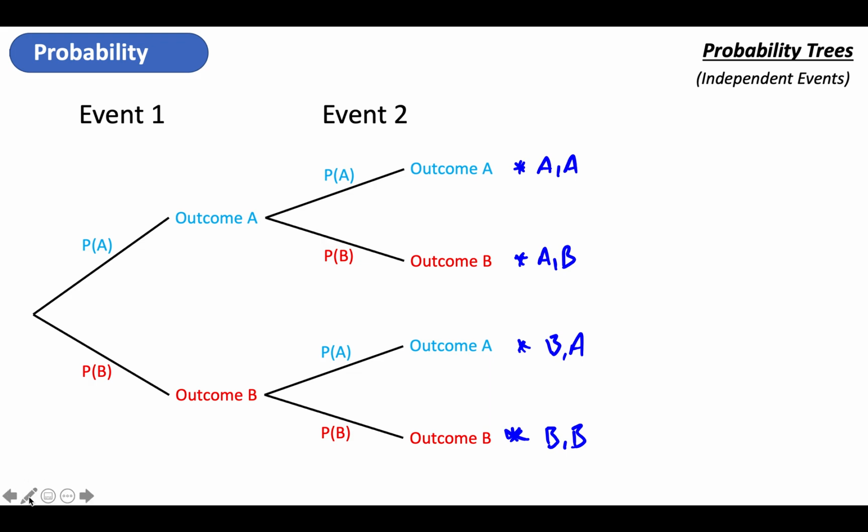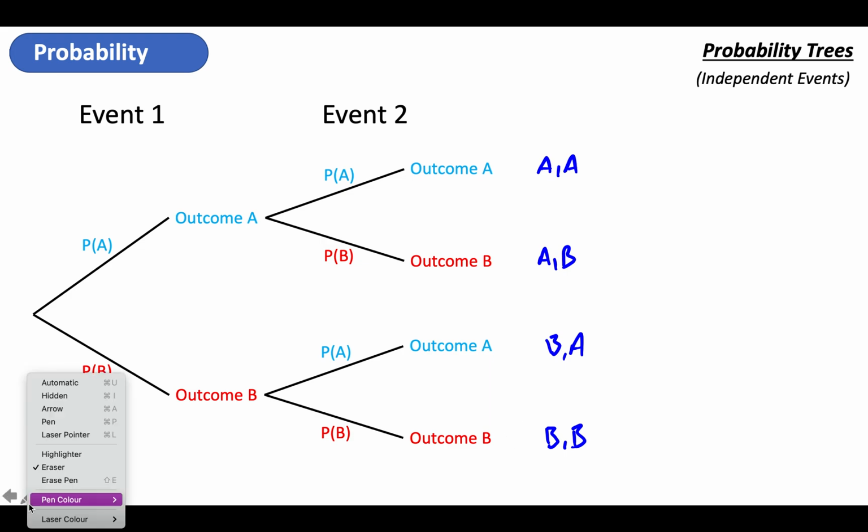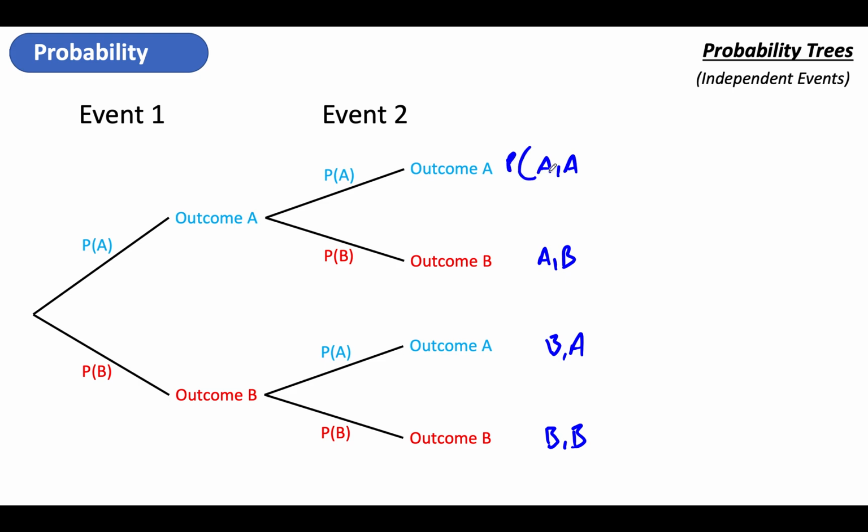And at the end here, we'd usually put probabilities. Let's just add this in just for completeness. So at the end here, I could work out, if I had the probabilities on here, the probability of getting A and then A, the probability of getting A and then B, the probability of getting B and then A. It's all just down to what path you took to get there, and then the probability of B and B.